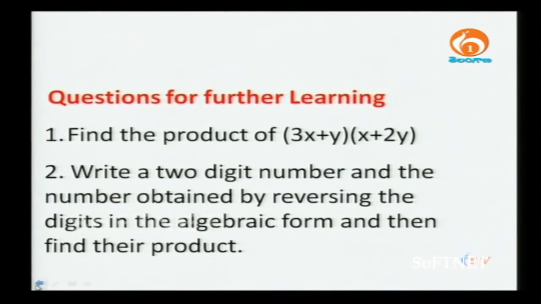Questions for further learning. Find the product of 3x plus y into x plus 2y. Okay? Note down. Second problem. Write a 2-digit number and the number obtained by reversing the digits in the algebraic form and then find their product.